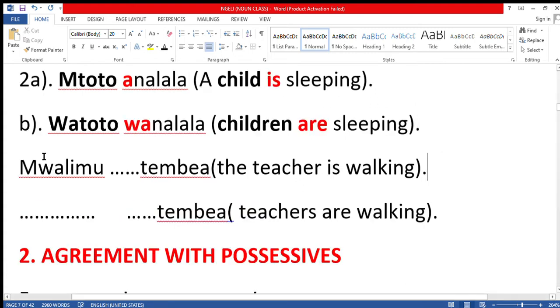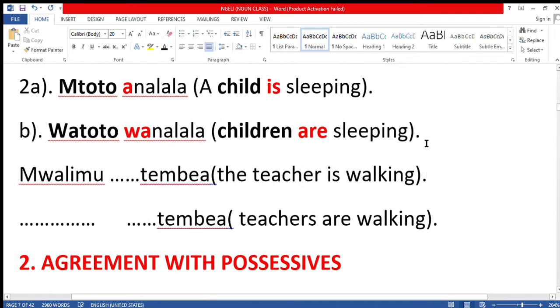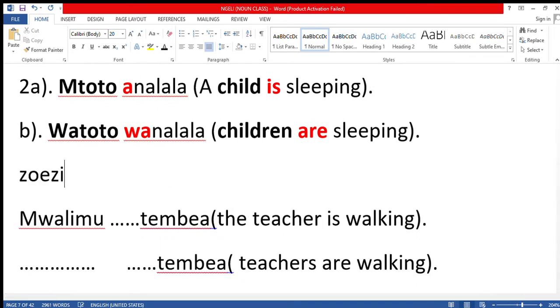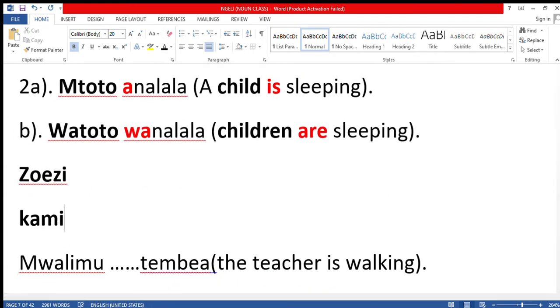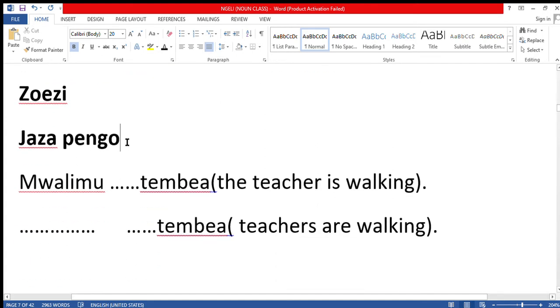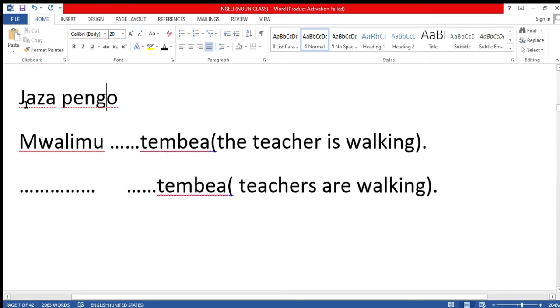Now this part is, let me just write here, exercise. Zoezi. I should not say exercise. I should say zoezi. Zoezi is exercise. Sawa. Zoezi. Kamilisha. Or jaza pengo. Jaza pengo literally means fill the blank space. Fill this blank space. Okay. Jaza pengo. Now jaza pengo, let me just underline it. Okay, now you people should write this one.